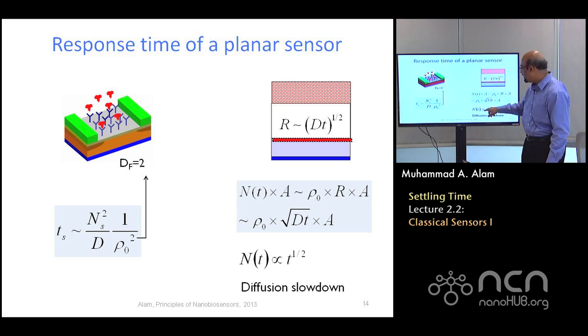Now, this dependence on the square root of Dt is called diffusion slowdown, because the farther out you go, the molecules, through random walk, have more and more difficulty reaching the sensor surface.